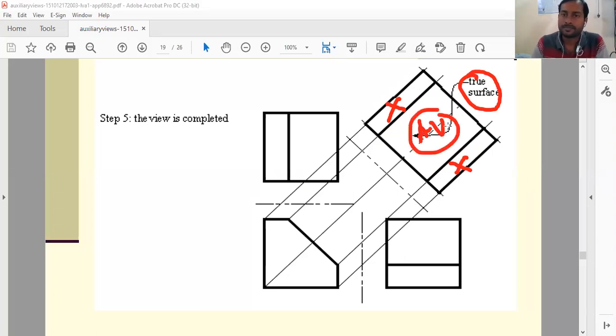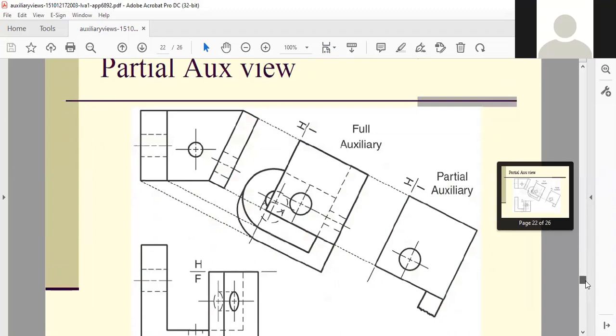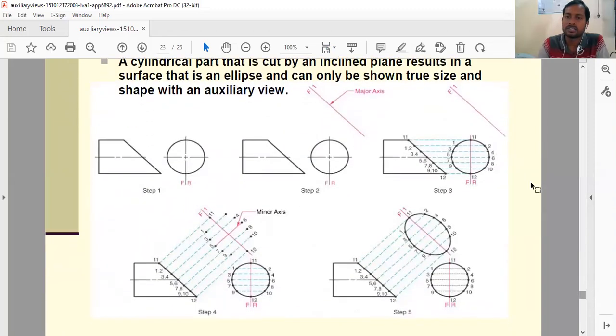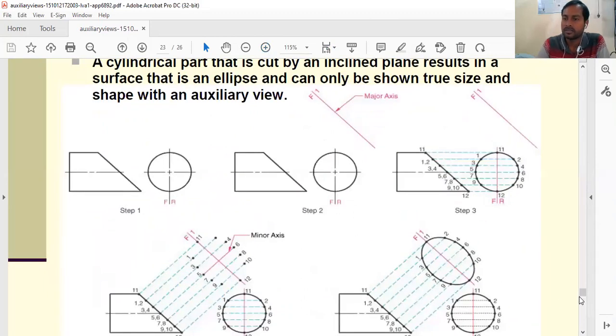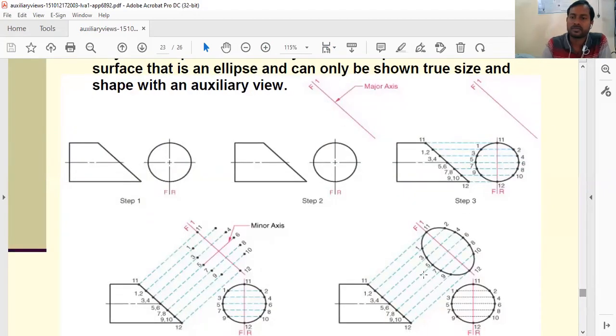Okay. Next, let us see another one. It looks complicated, so this is also a most important one, amma. In the examination, they may ask this one. For this diagram, they gave steps.